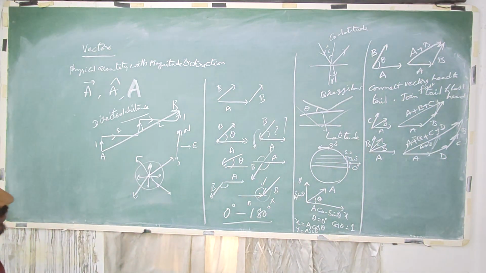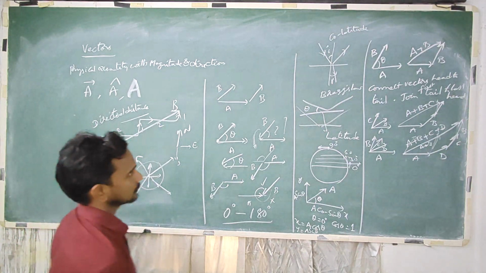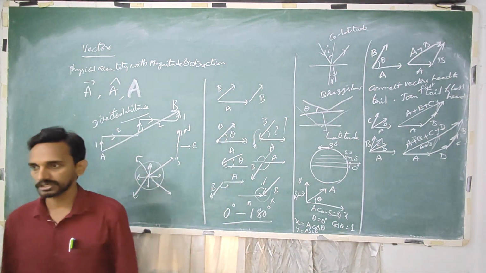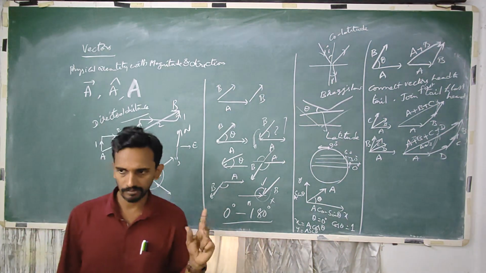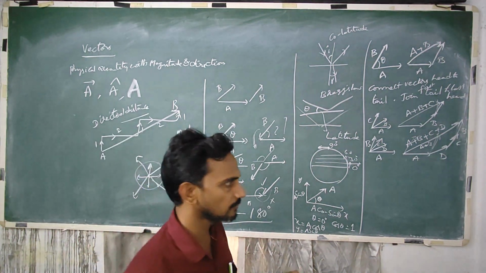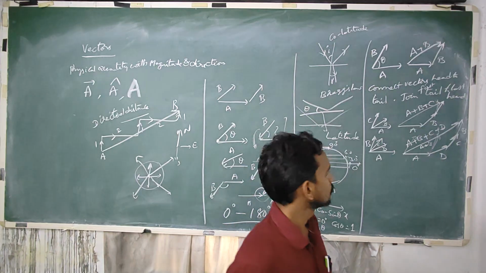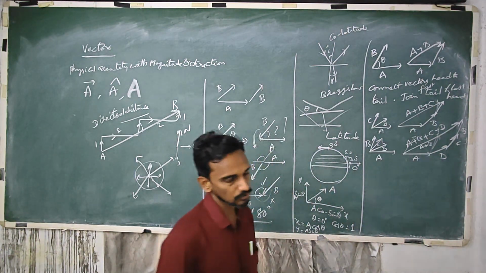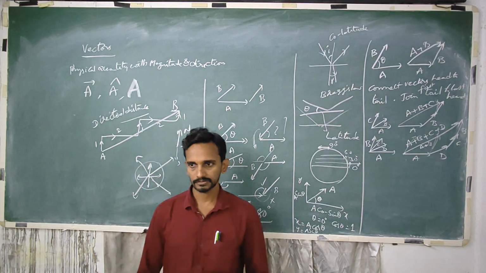Okay, so that is the advantage with this basic definition of shifting of vectors. So as long as you keep the direction and magnitude same, you can shift the vector to anywhere. Okay, so that is about addition of vectors. Then coming to subtraction of vectors.